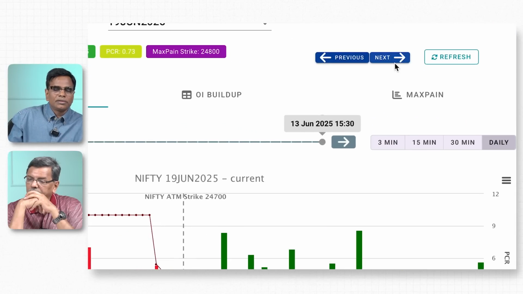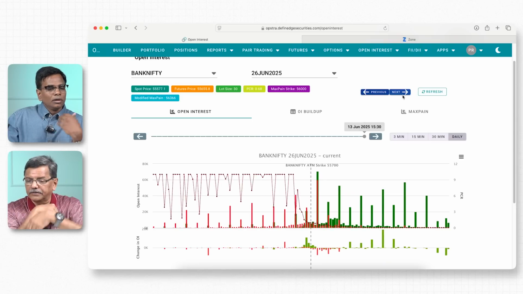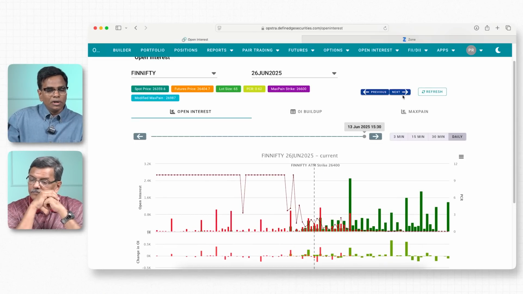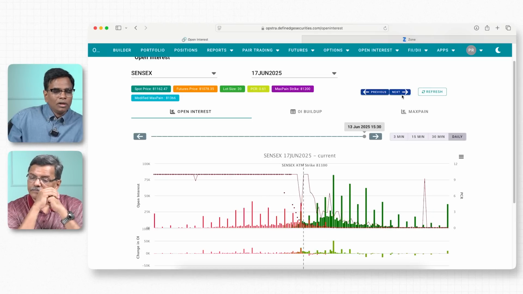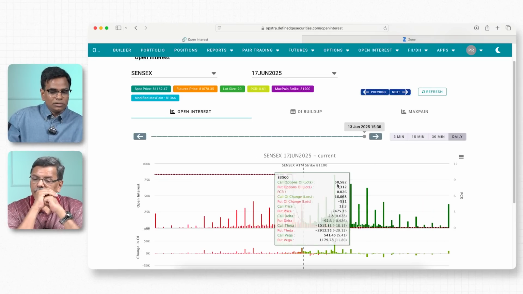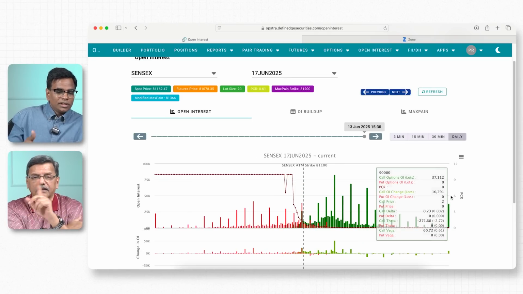If somebody is going through open interest charts looking for some interesting pattern, you can simply click on next and previous. If you click on next, it goes to Bank Nifty from the list. Yeah, from the list. And then it goes to Fin Nifty, and then whatever the next index is, Mid-cap Nifty. Even Sensex, you see, even in Sensex.